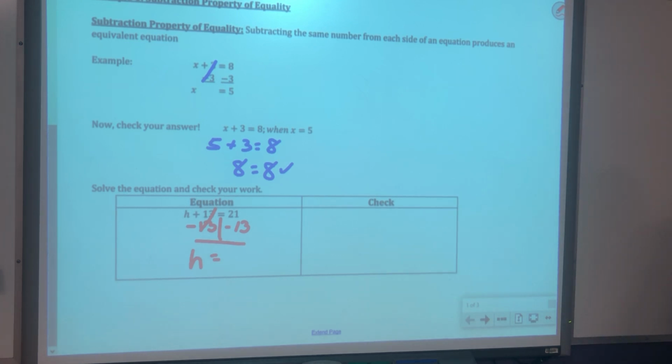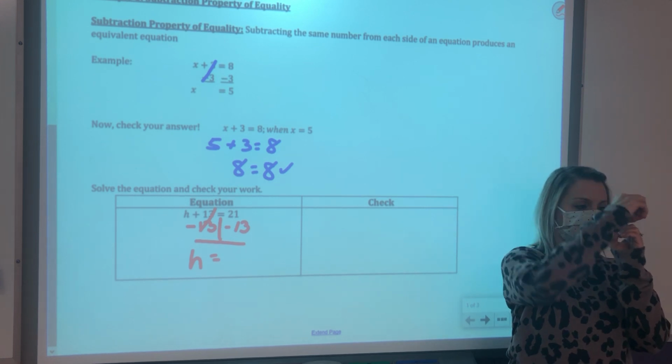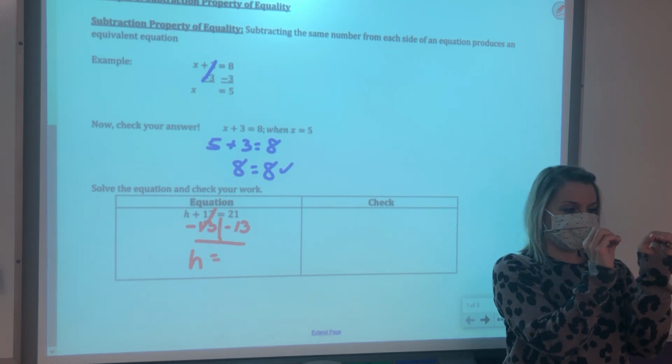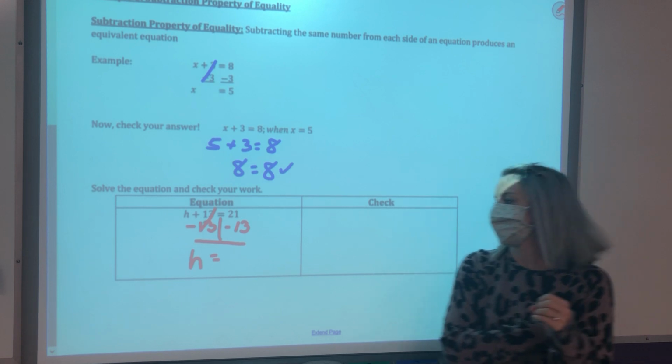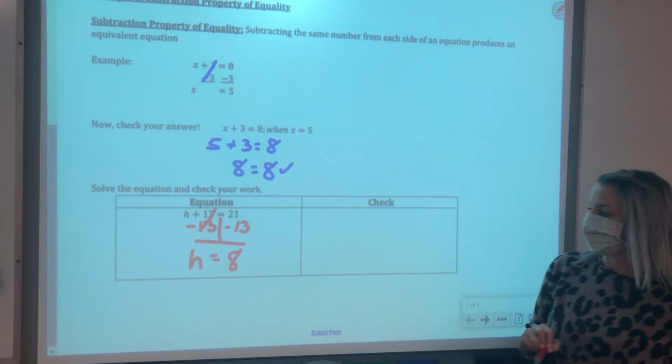Craig is putting up 8. Double zero? No, double zero would be like this. 8. Everyone agrees with Craig? Yeah. Okay, so h equals 8.